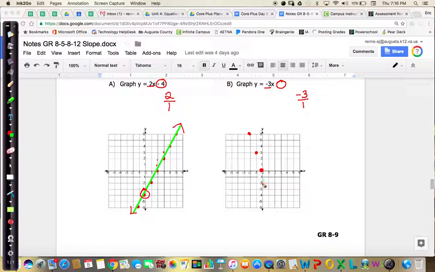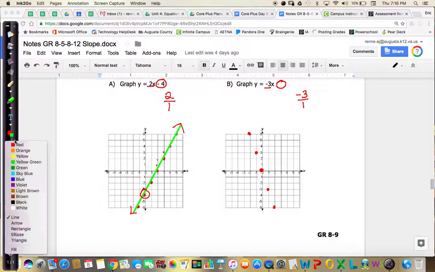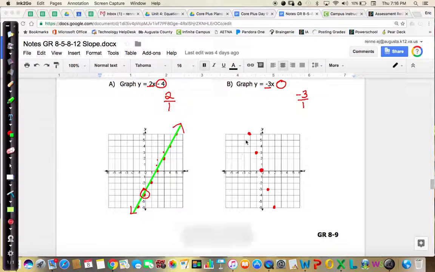So now I'm going down 3, and I went in the negative direction, so my next move has to be positive. So over 1, then down 3 over 1. Now I'm going to connect these and draw my arrow on the ends. And I'm going to circle the y-intercept, and notice there is no b here, so it goes to the origin.